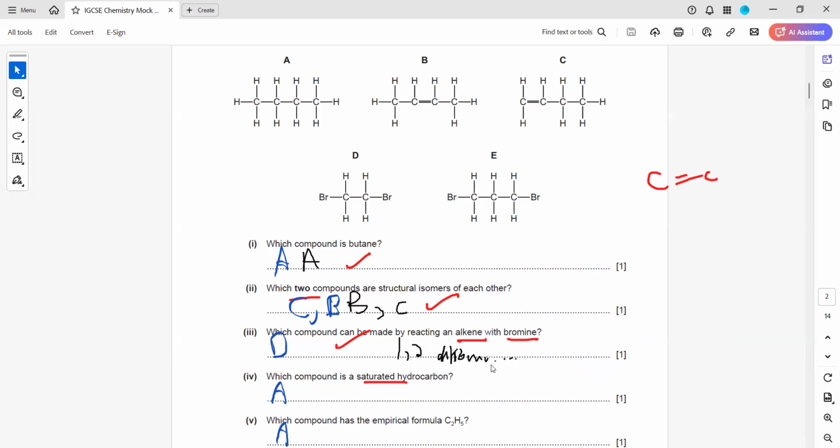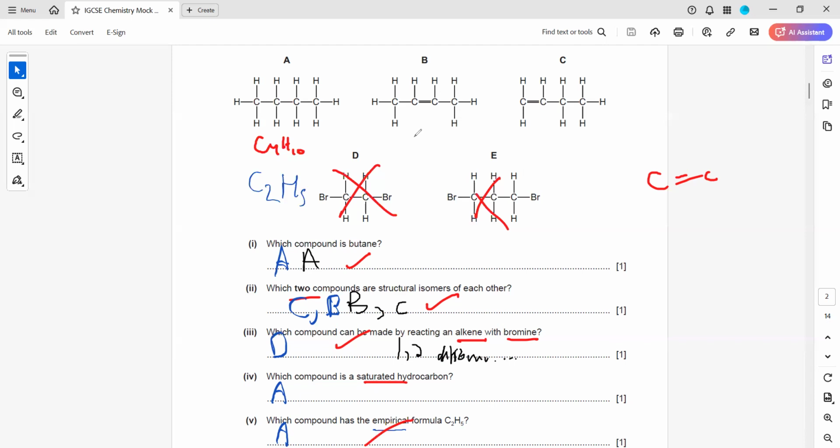Which compound has an empirical formula of C2H5? First, it cannot be D or E because they are not hydrocarbons. So what is the molecular formula? It is C4 and H 1, 2, 3, 4, 5, 6, 7, 8, 9, 10. So C4H10 is there. When I take the simplest ratio of 4 and 10, it will be 2:5.